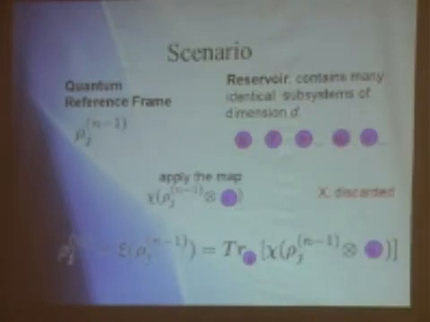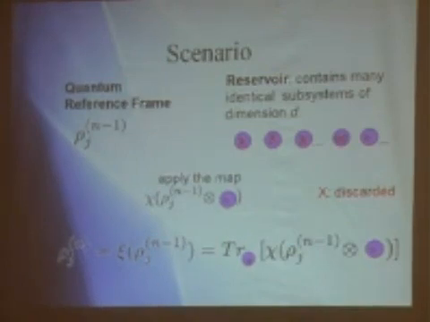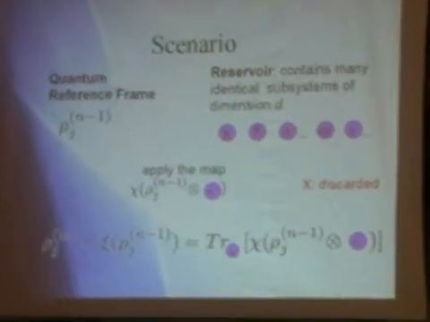So how does it look? After we did that with the first subsystem of the reservoir, with the new state for the quantum reference frame, we can take the second subsystem of the reservoir and reapply the same map. Then again discarding the subsystem of the reservoir, obtaining a new state, and doing that again and again.